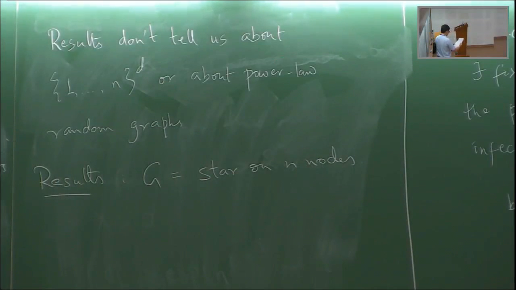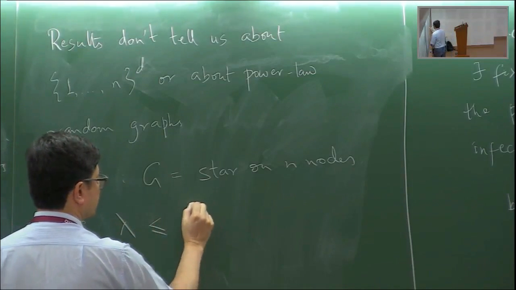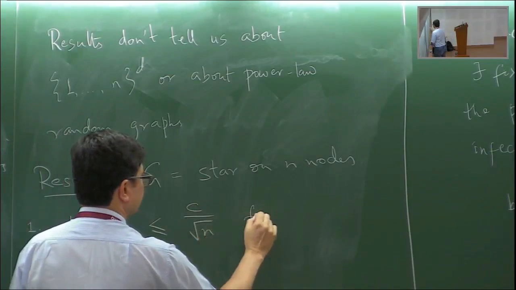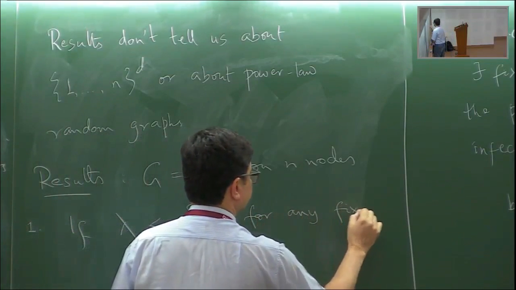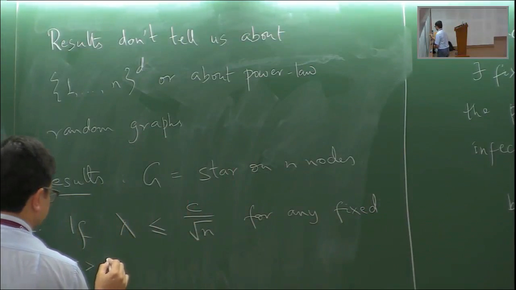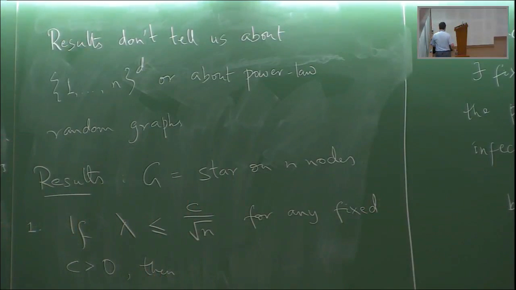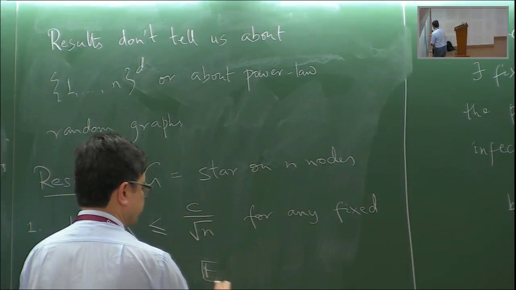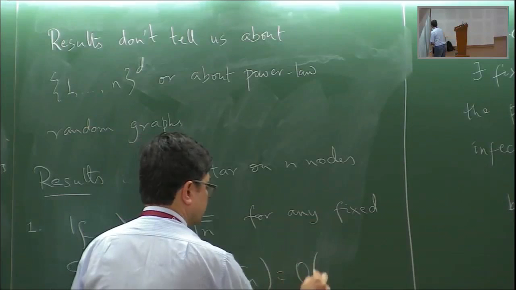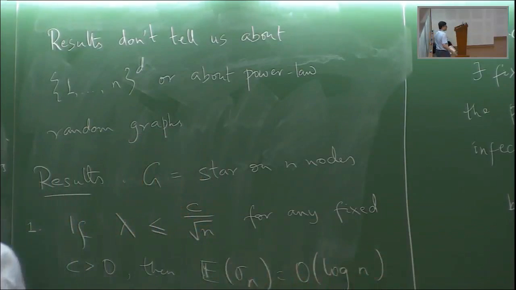In that case, what can we say? What we can say is that if the infection rate lambda is less than or equal to some constant C over square root n, for any fixed C positive, then the epidemic lifetime is logarithmic in the number of vertices. So you have quick extinction.